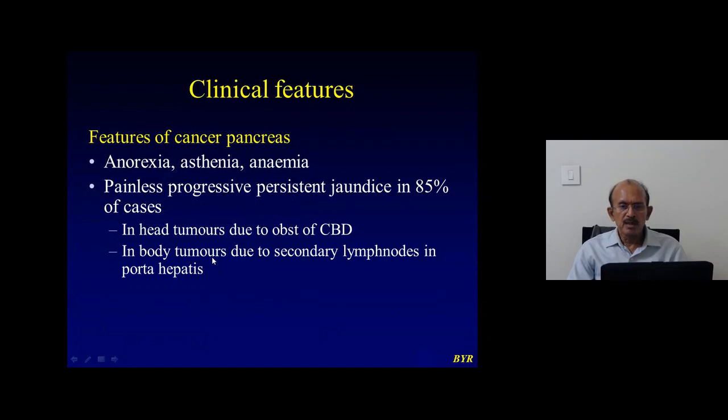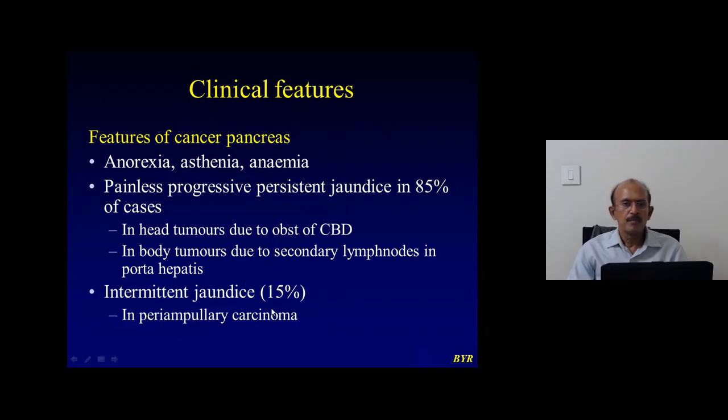The body tumors also can cause jaundice by secondary lymph nodes in the porta hepatis, because the tumors from the body of the pancreas can go to the lymph nodes around the porta hepatis, and they can cause obstruction to the common bile duct. And there may be intermittent jaundice. This is there in periampullary carcinoma, which I have already discussed with you.